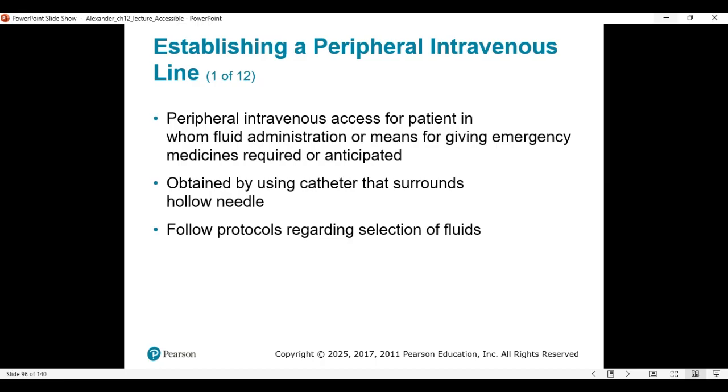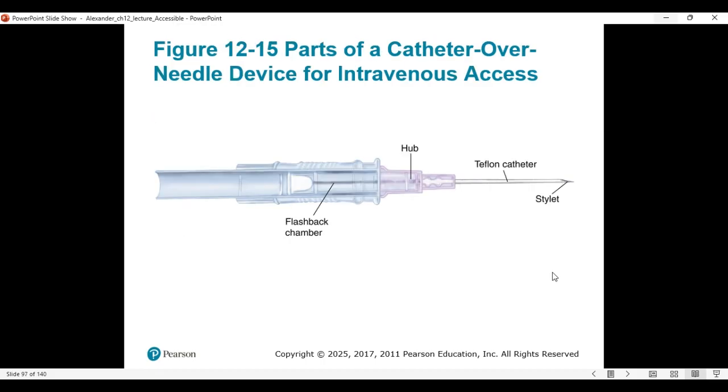So how are we going to start an IV? A peripheral intravenous access is for a patient for whom we need fluid administration or a means for giving emergency medications. This is obtained by using a catheter that surrounds a hollow needle. You're going to follow your protocols regarding selection of fluids.